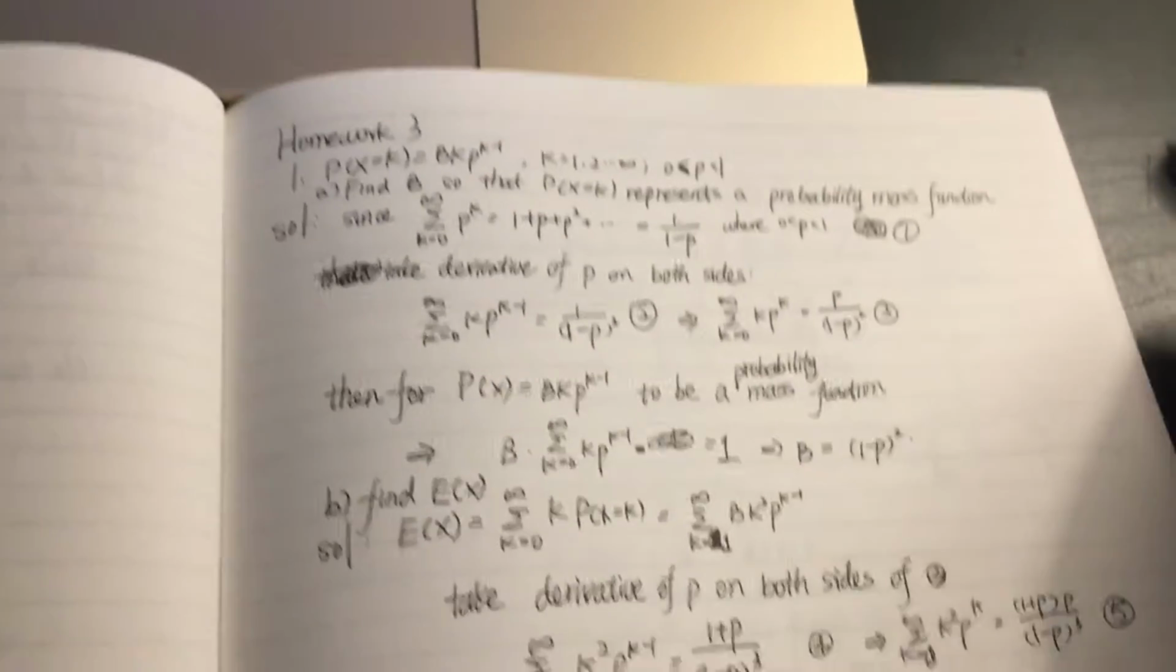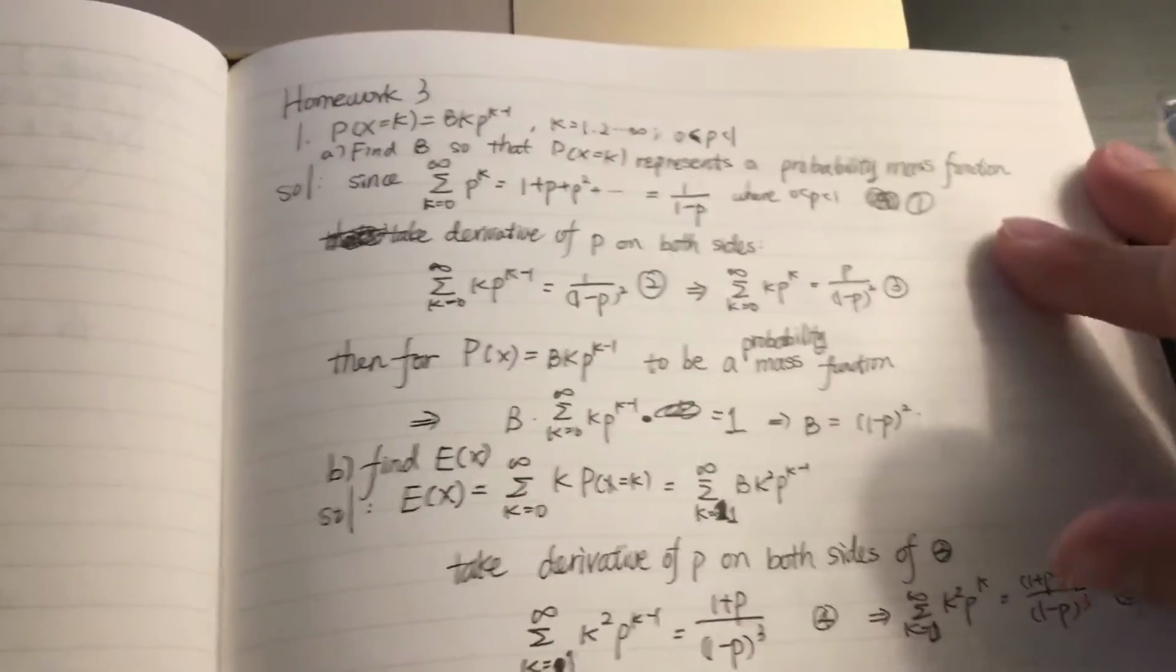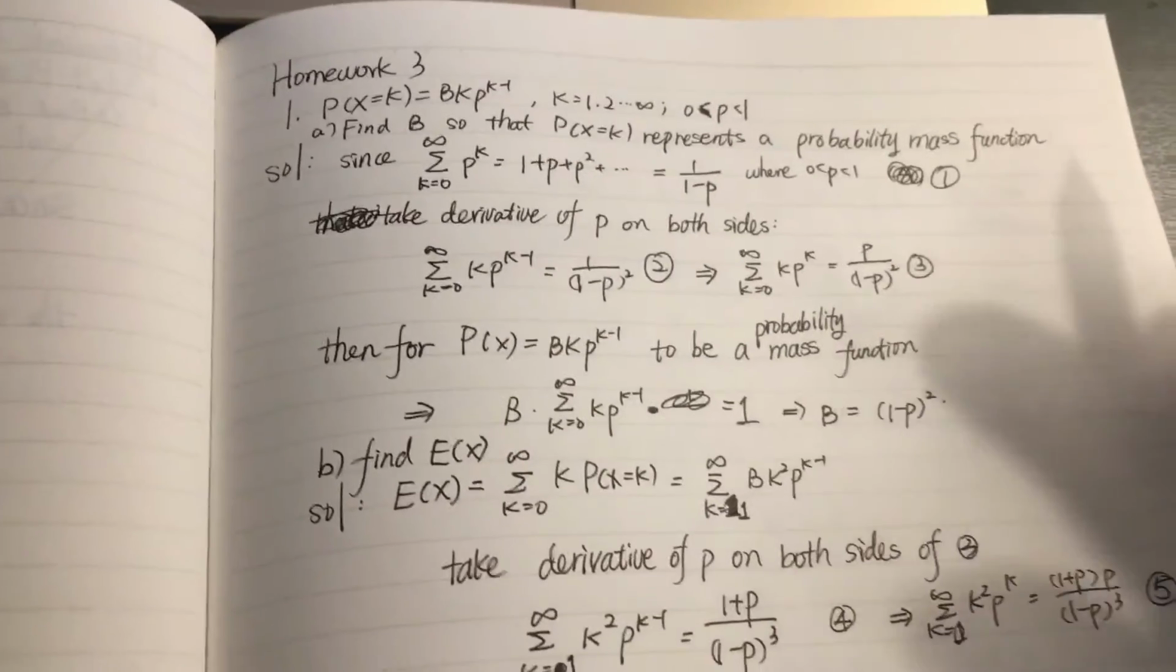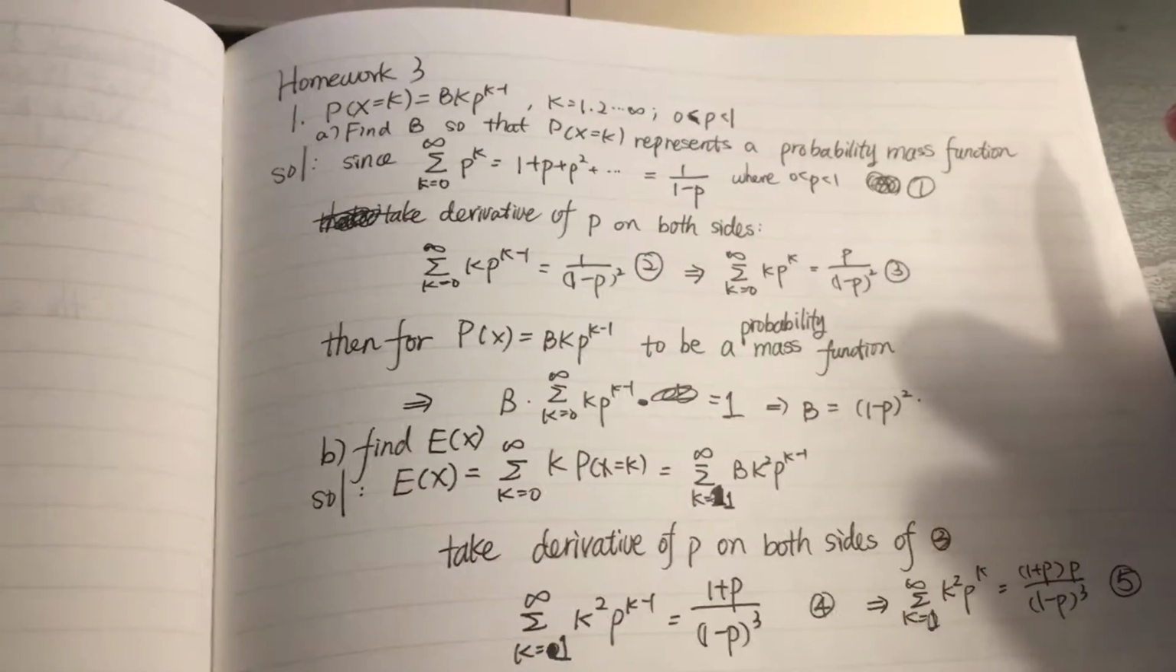This is the video recording for homework 3, probability and stochastic process. Here we discuss the first question.